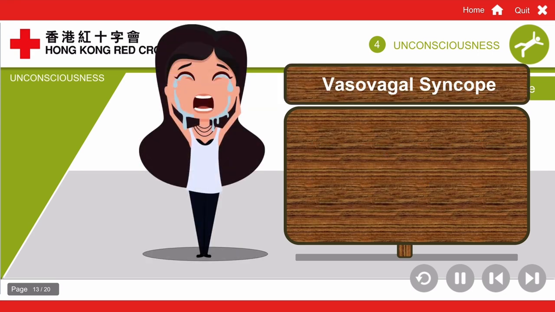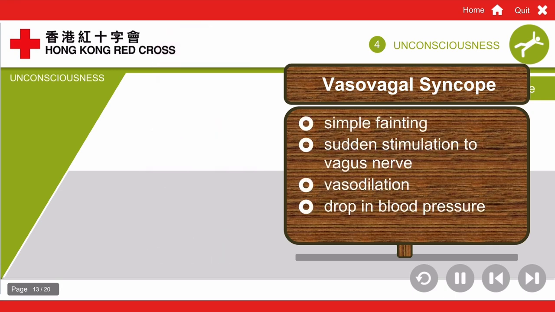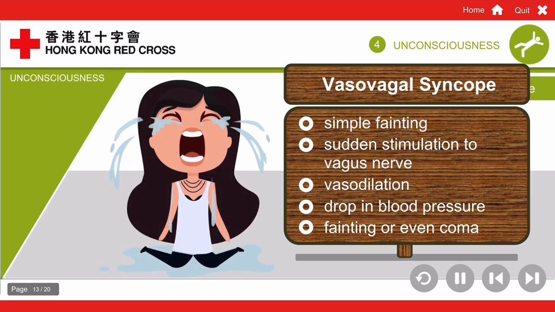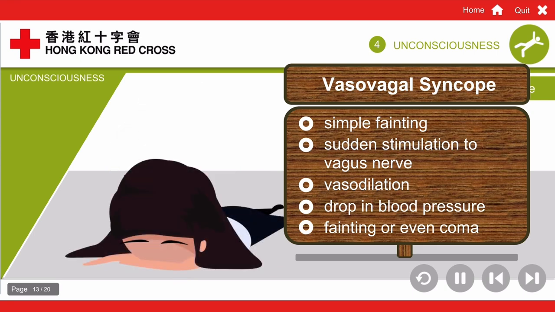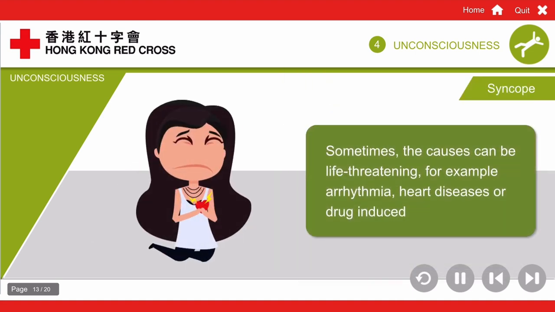The most common type is vasovagal syncope, which is known as fainting. It occurs when the victim's vagus nerve is stimulated suddenly, causing vasodilation and a rapid drop in blood pressure, which then turns to a brief period of unresponsiveness or even coma. A recurrent situation is usually caused by the same medical problem. Since there are so many causes of syncope and some of them are even life-threatening, for example arrhythmia, heart diseases or drug-induced, victims should be more cautious and seek medical advice as soon as possible.